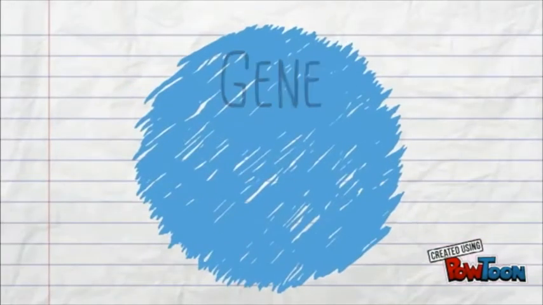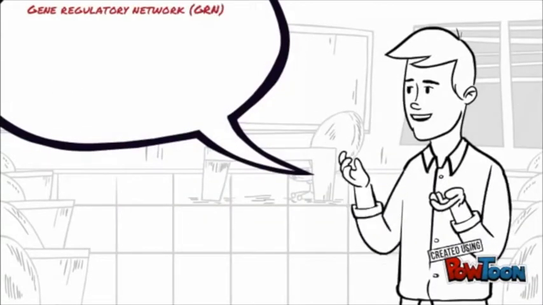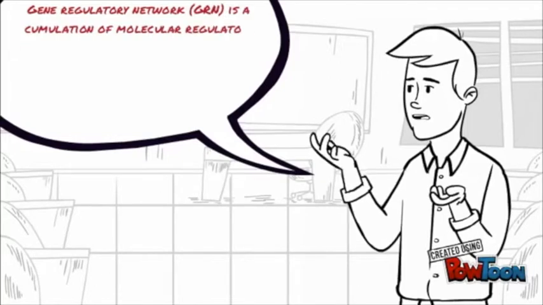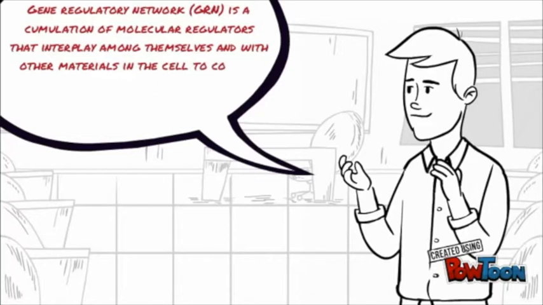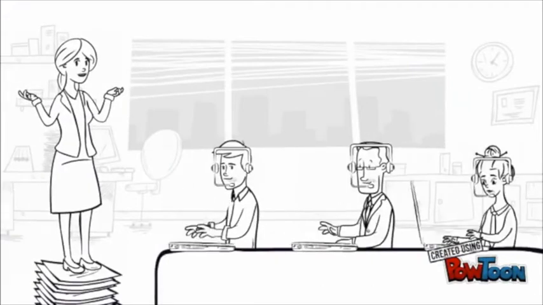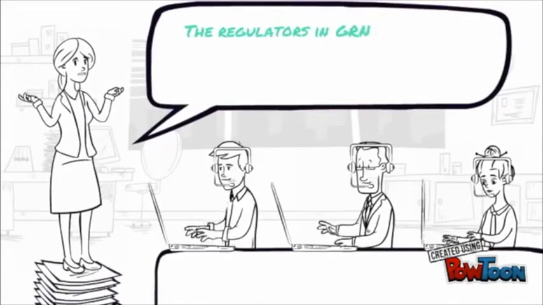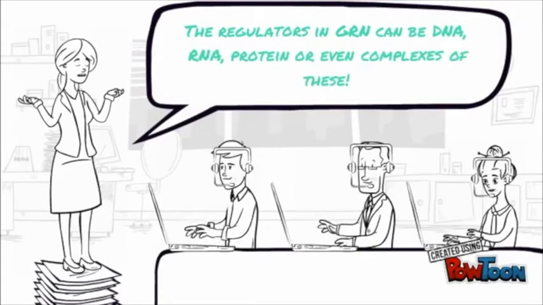Now we will see how gene regulatory networks are formed from these gene regulations. A gene regulatory network is an accumulation of molecular regulators that interplay among themselves and with other materials in the cell to control the gene expression levels of mRNA and the proteins. The regulator can be DNA, RNA, protein, and complexes of these. It can be through transcribed RNA or through a translated protein.